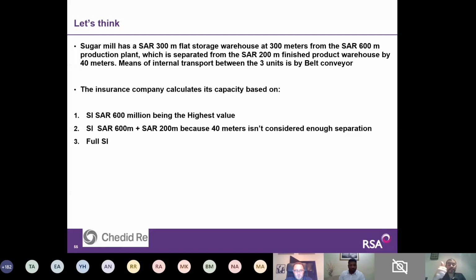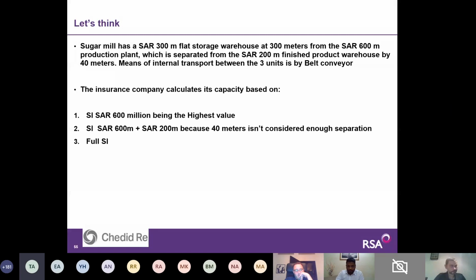I have option number 1, 600 million Saudi riyals being the highest value. I have the sum insured of 600 million being the highest value, plus the 200 million, because the 40 meters separation is not considered enough, and I have the full sum insured. Which is the best? Full sum insured, I believe.